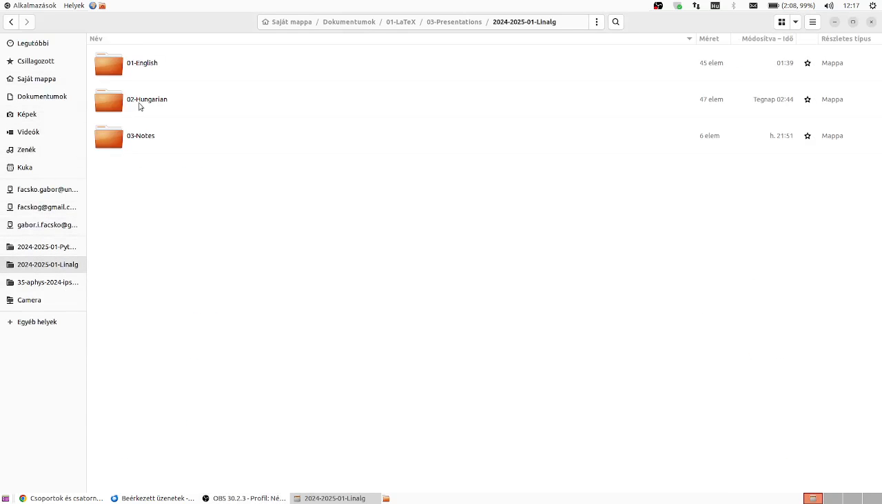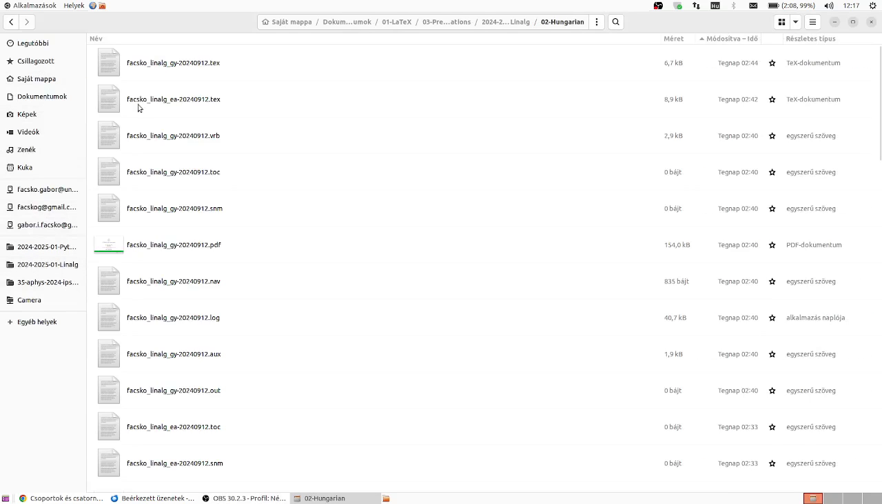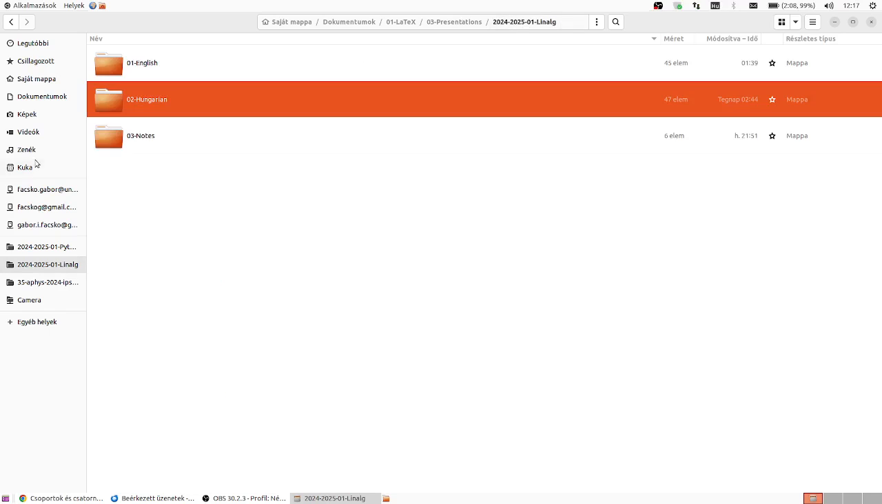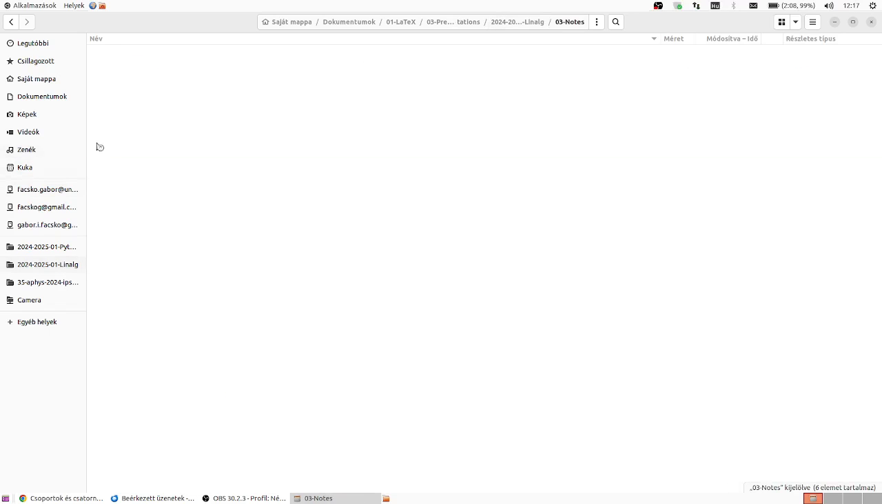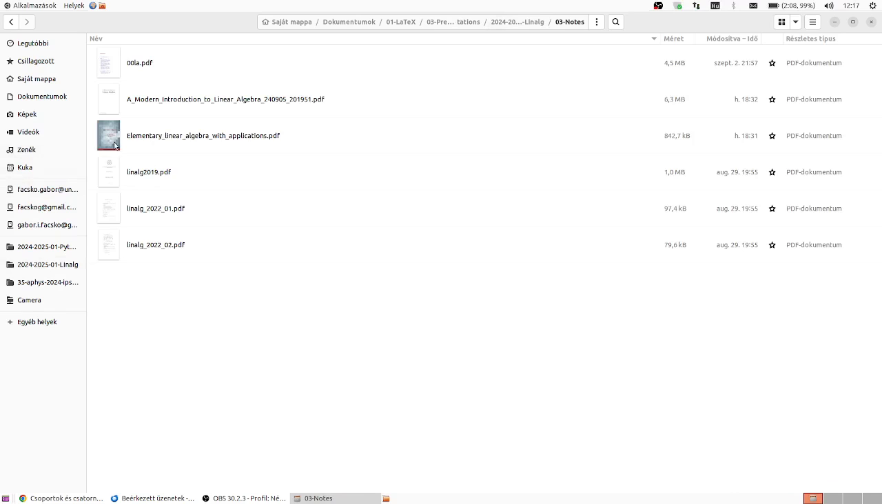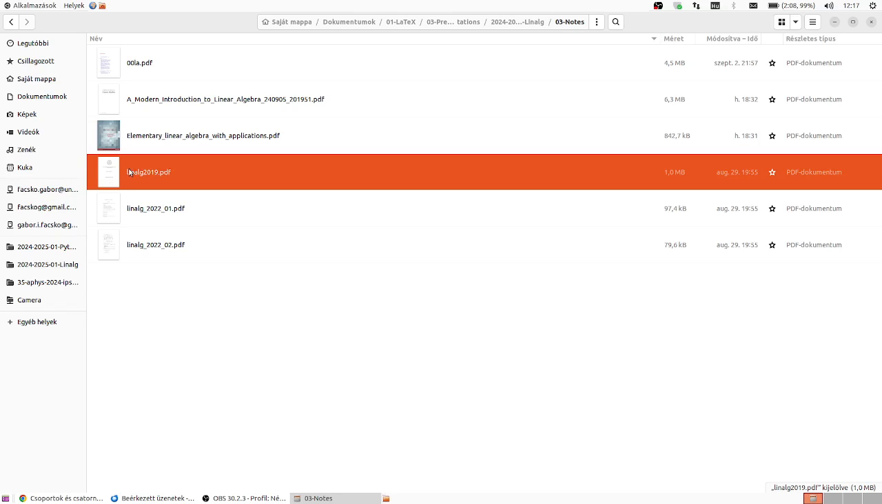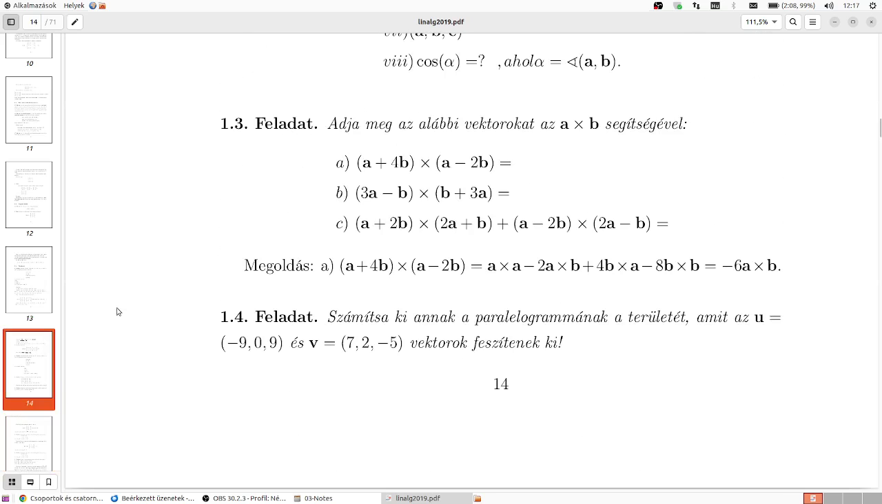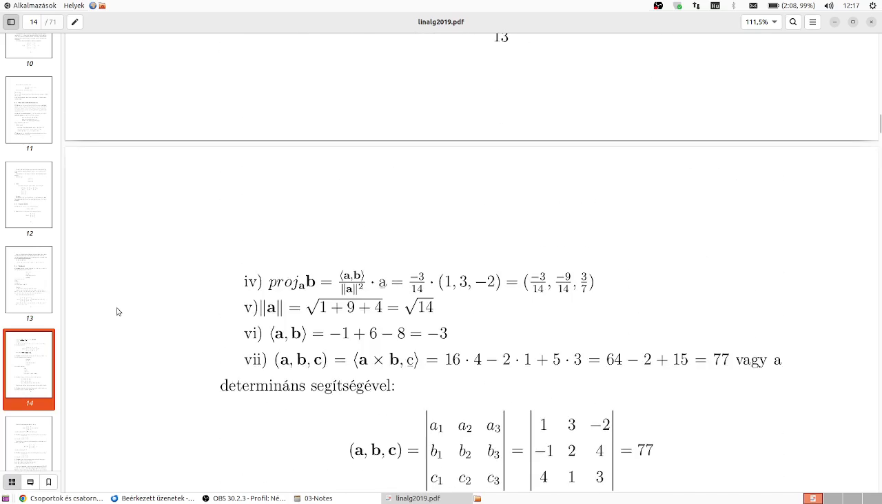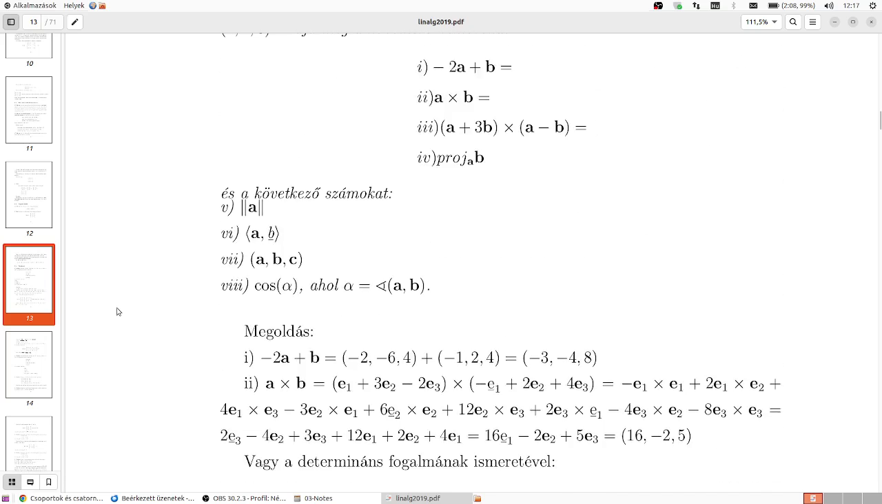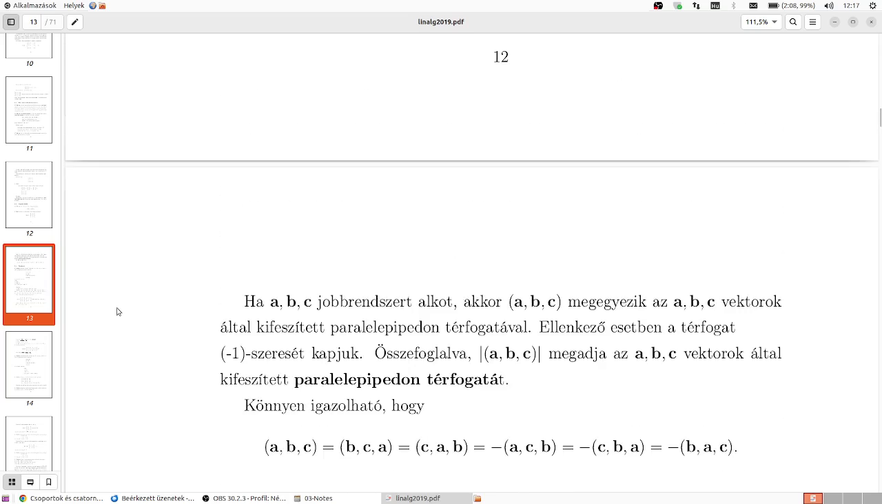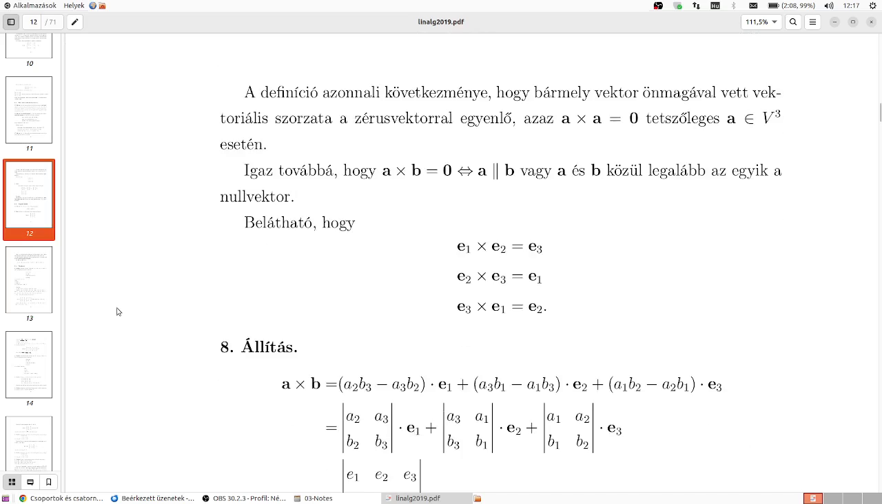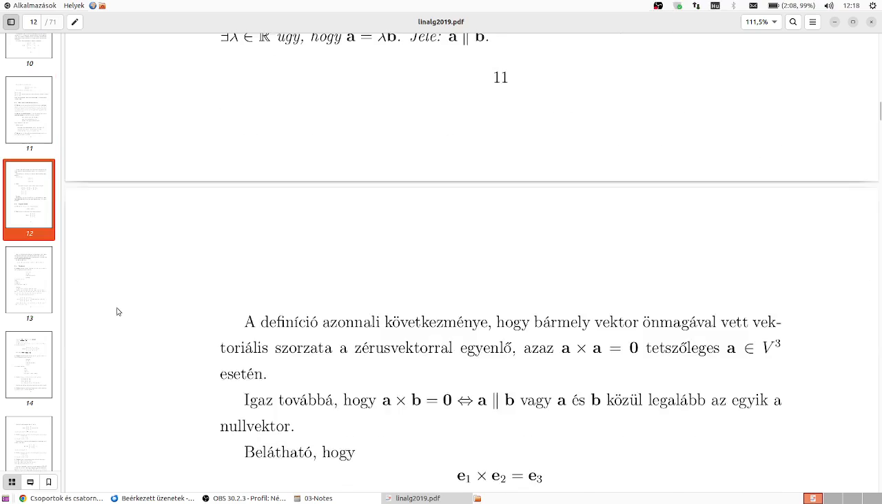There are notes. There is a note and two tests in Hungarian. You can tell me whether you want me to upload this. This is in Hungarian, so it's difficult to understand. But with Google Translator, actually, it's possible. Okay, so.